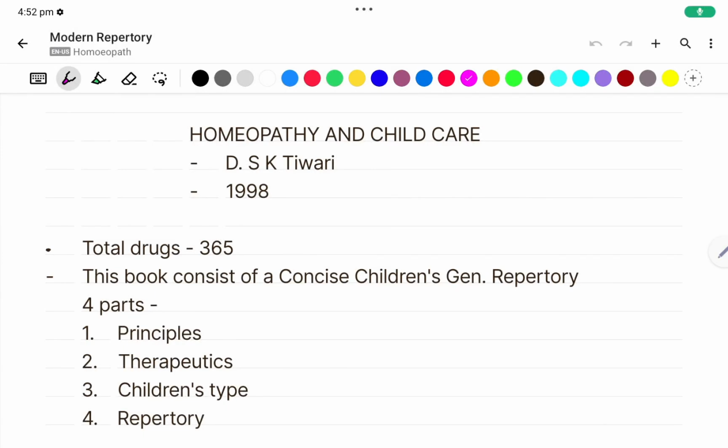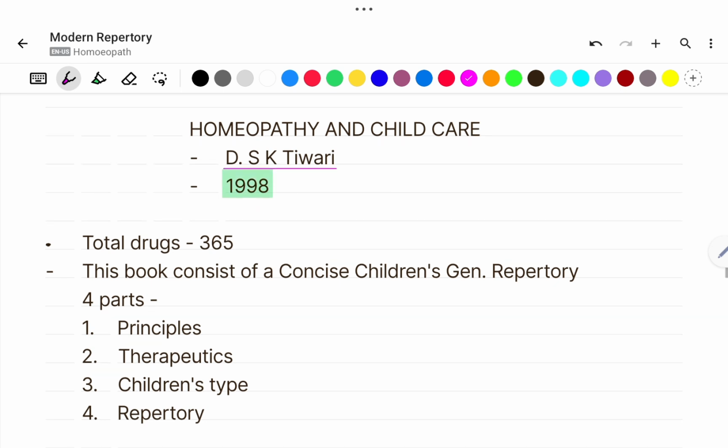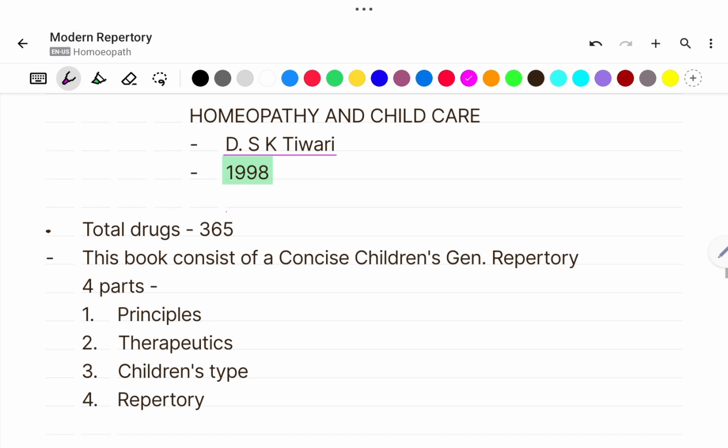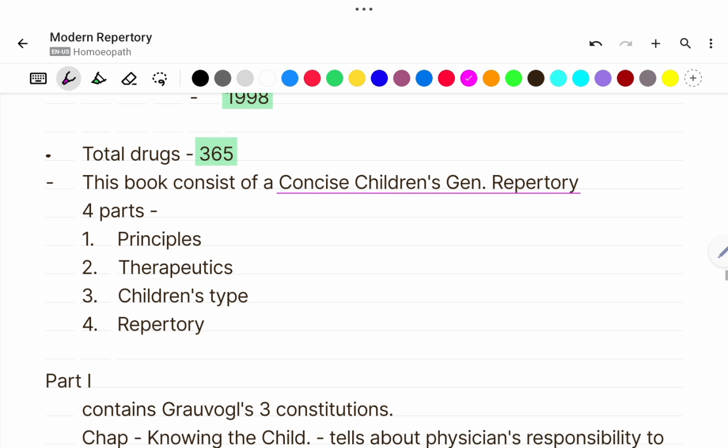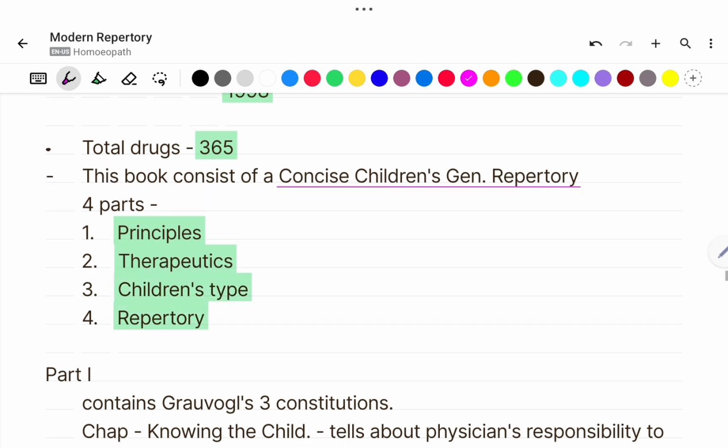Hello everyone. Today we will study homeopathy and child care repertory by Dr. S.K. Tiwari. It was published in the year 1998. Total number of drugs in this is 365. This book consists of a concise children's general repertory. It has 4 parts. First consists of principles, second therapeutics, third children's types, and fourth the repertory part.